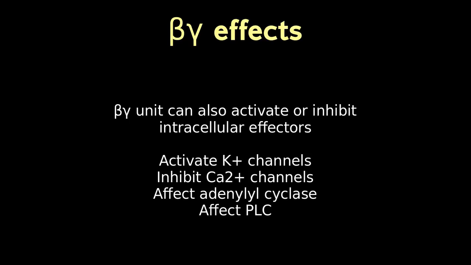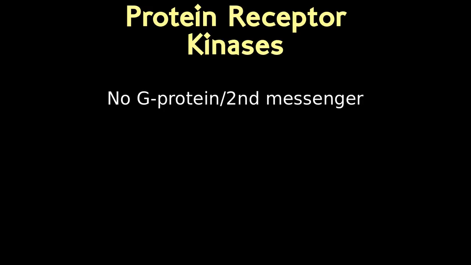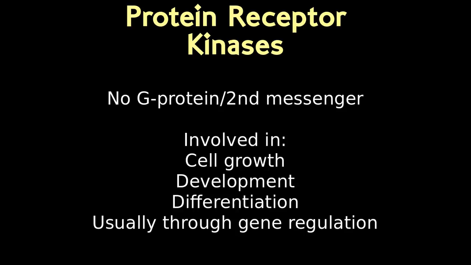Okay, let's talk about a couple more. So we've talked about the G protein second messenger systems. That's not the only way in which we can get things happening. We also have a thing called receptor protein kinases. And these are cool. I like them. We're going to talk more about these in the future, but for now, these are involved in lots of different things, including cell growth, development, differentiation. These are generally acting through changes in gene regulation.